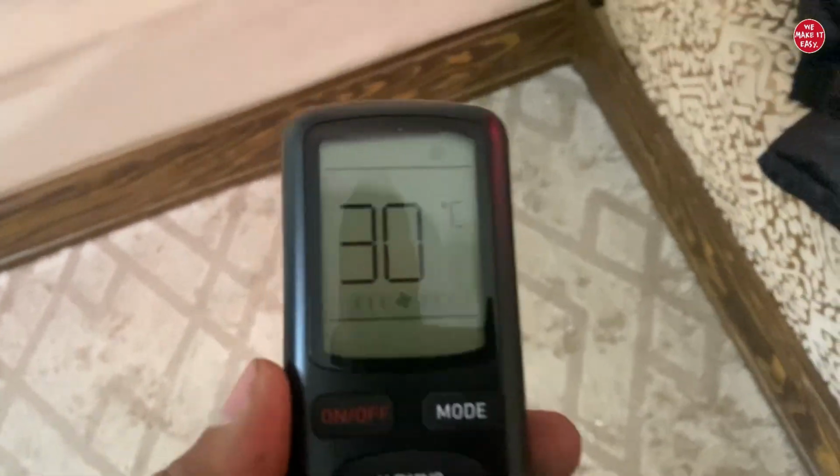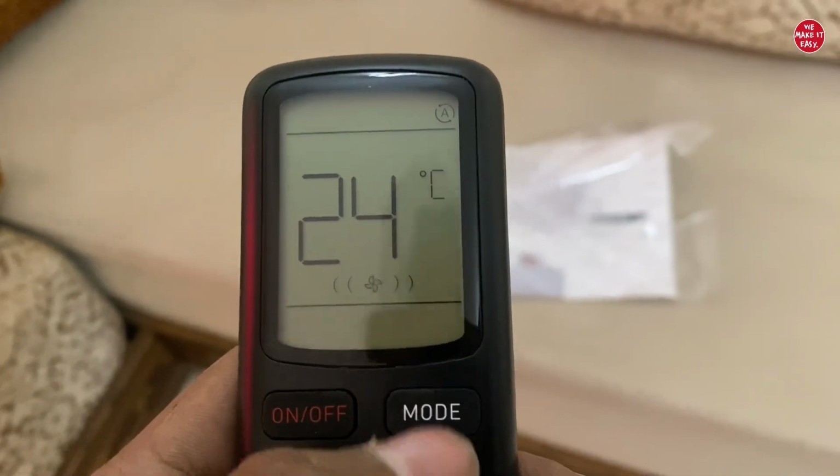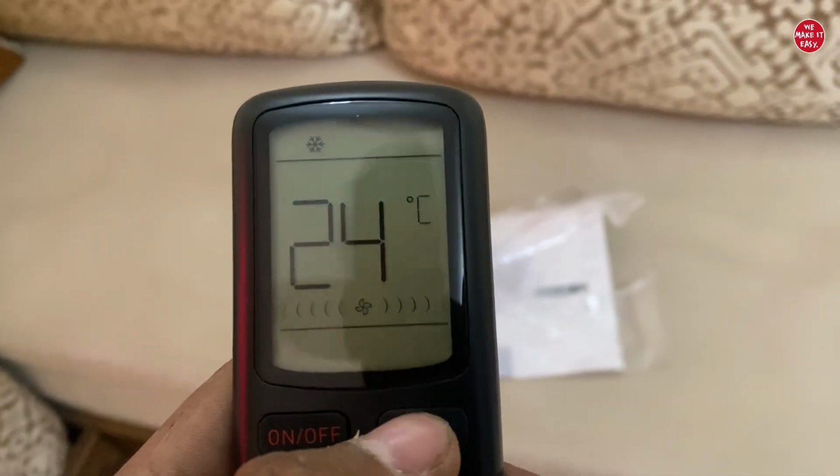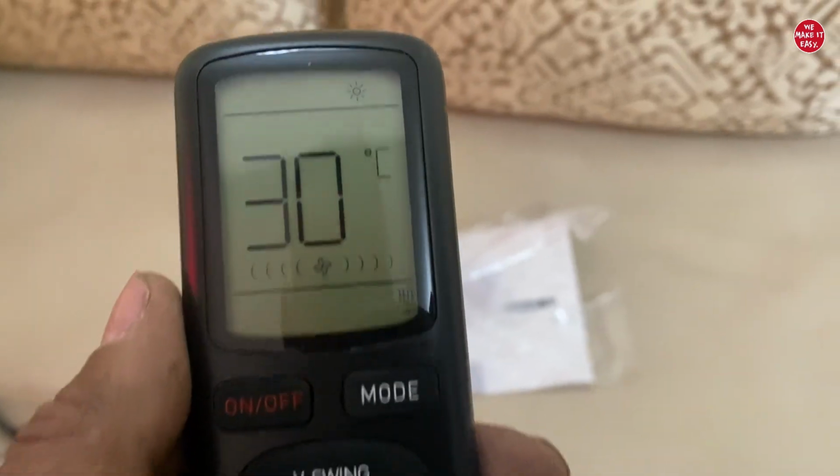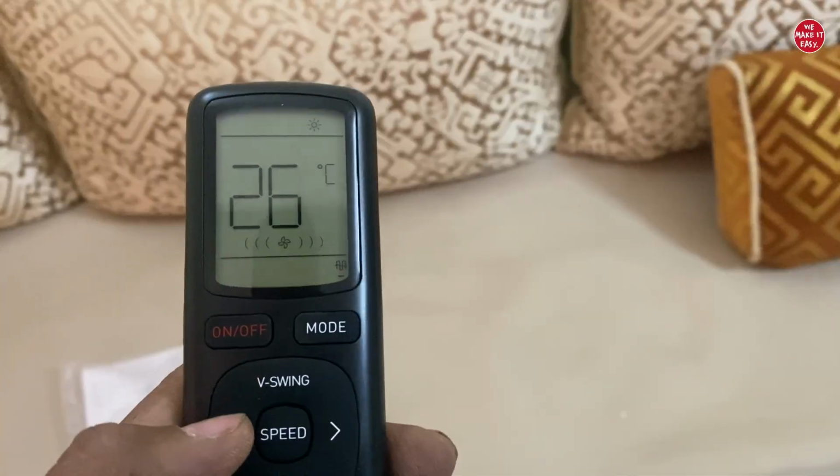Now take your remote control and turn on the air conditioner. Next, press the mode button on the remote. Keep pressing it until you see heat mode, usually shown by a sun symbol. After selecting heat mode, set the temperature higher than the room temperature, for example, 26 or 28 degrees Celsius.